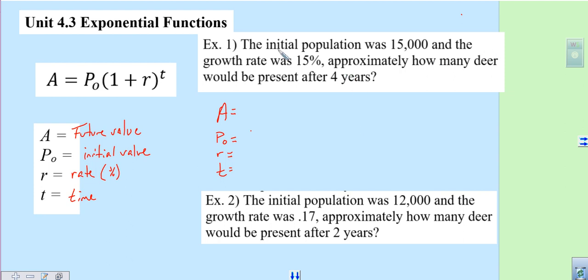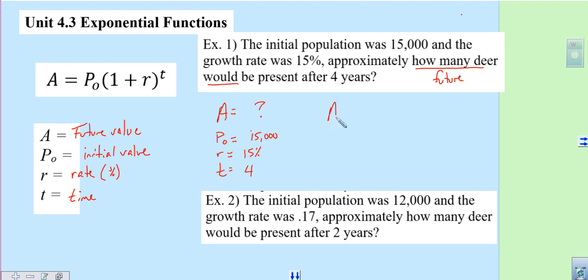So right here we read off, it says the initial population was 15,000. Well, we know P naught is initial population, so we got 15,000. It has a growth rate of 15%. There we are, percent, that's my rate. And how many would you have after 4 years? Well, that sounds like 4 years is time. And so the question says, how many will you have? That's a future thing. How many will you have in the future? So this is what we're looking for.